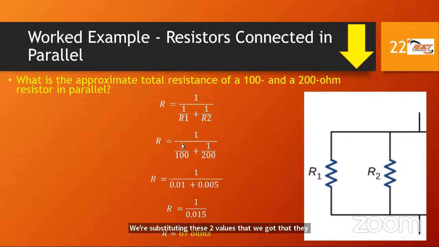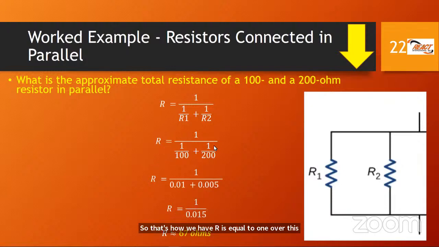When we solve, we notice 1 over 100 is 0.01. 1 over 200 is 0.005. So we end up with the next equation, R is equal to 1 all over 0.01 plus 0.005. 0.01 plus 0.005 is 0.015. So that's how we have R is equal to 1 over this.